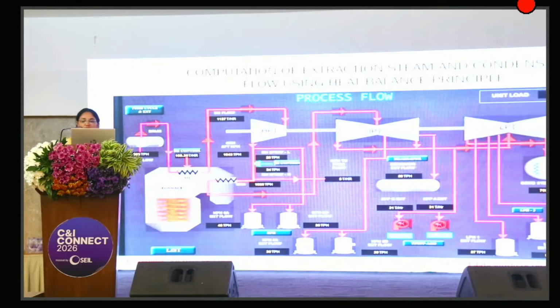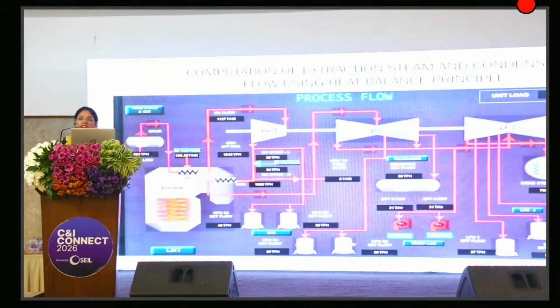Next, along with these things, operation engineers also need to have a few data at their fingertips. We don't have any measurement instruments to measure the extraction steam flow through the heaters, like LP heaters, HP heaters, and condensate flow. So how is it useful? To know how efficiently your turbine is running, or how efficient your heat exchangers are.